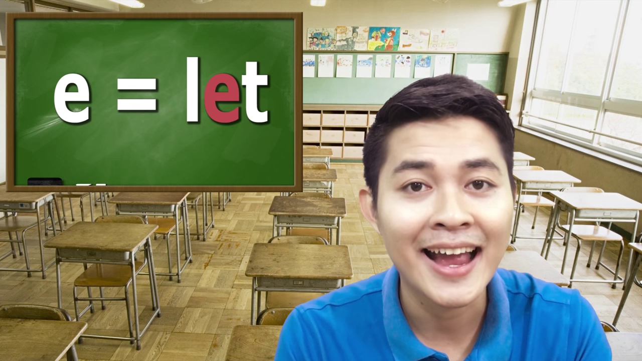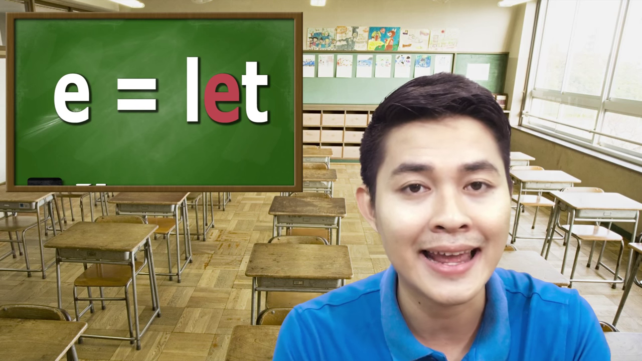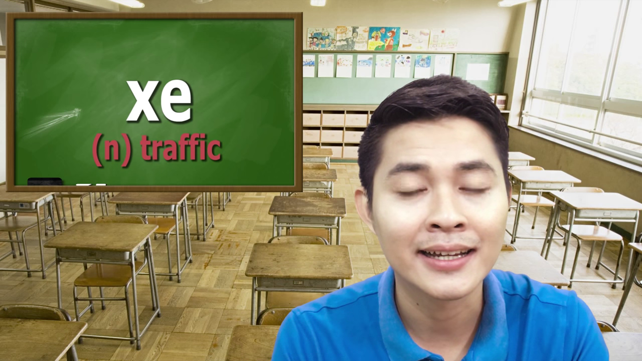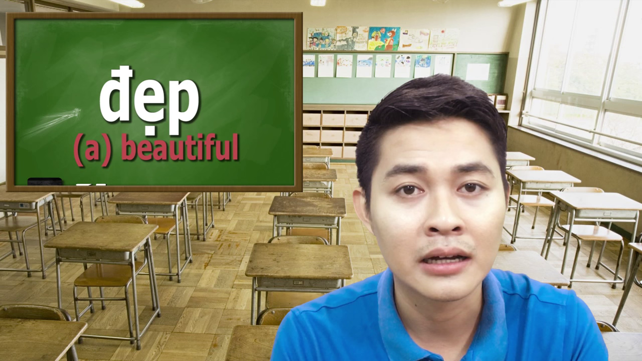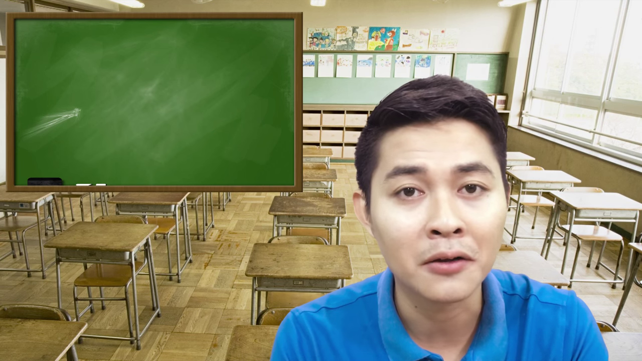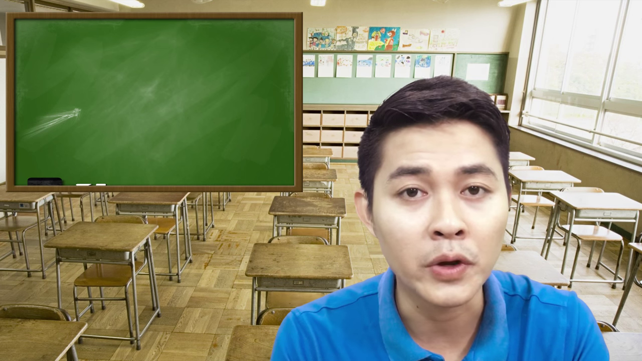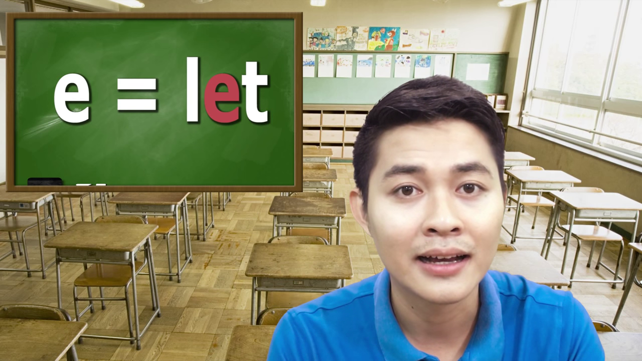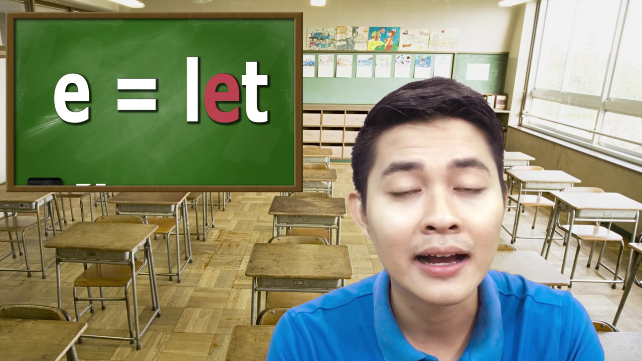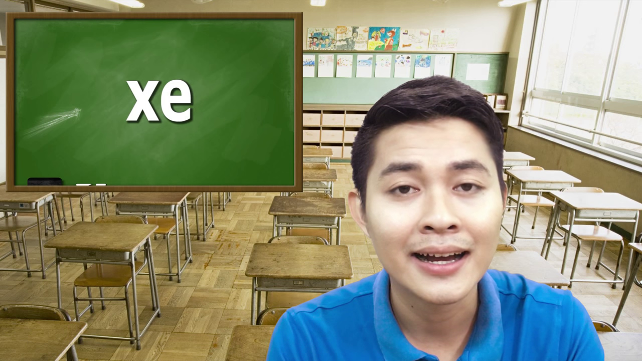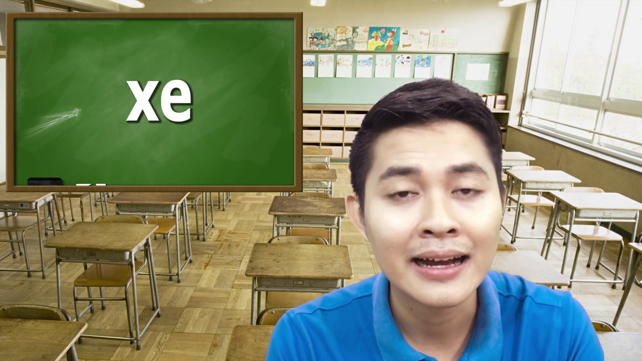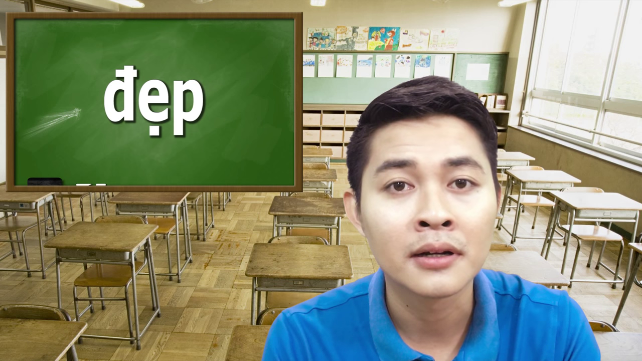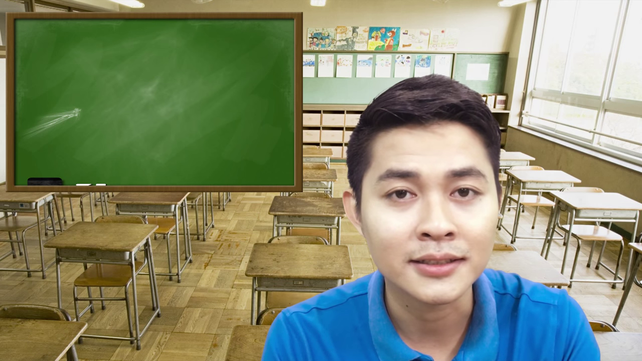The next vowel is E, like air. It's similar to the E in let. For example, xe đẹp. In đẹp, it goes with the final consonant. Now repeat after me. E, E. Say, say, đẹp, đẹp. Good.